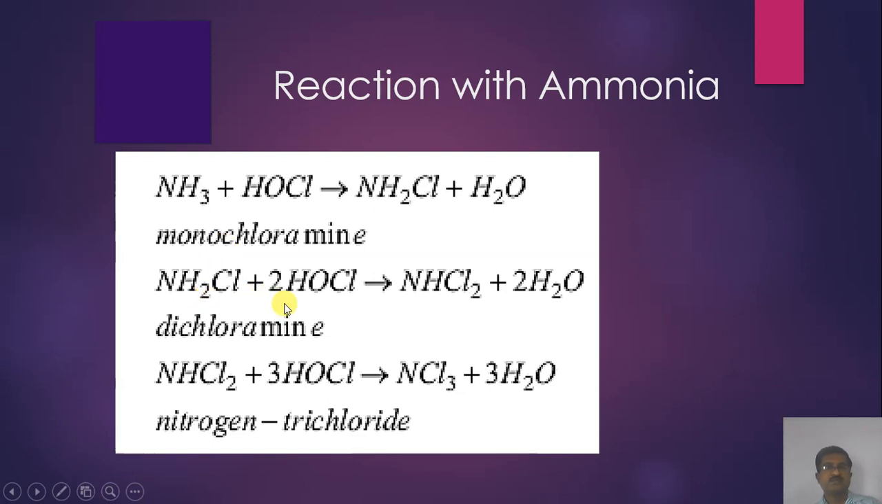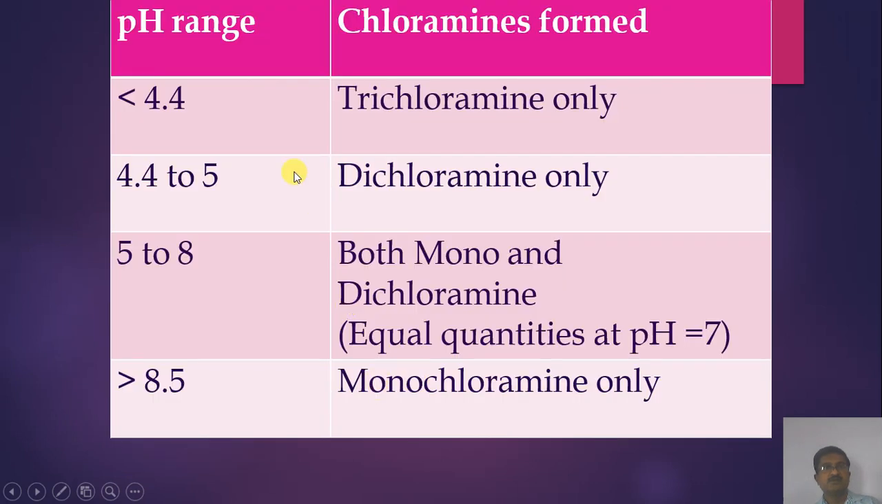Then NH2Cl plus HOCl gives NHCl2 plus H2O, which is dichloramine, and NHCl2 plus HOCl gives NCl3 plus H2O, which is nitrogen trichloride. So again, the pH range and the chloramine forms. If the pH is less than 4.4, trichloramine only. 4.4 to 5, dichloramine only. So this is the formation here.